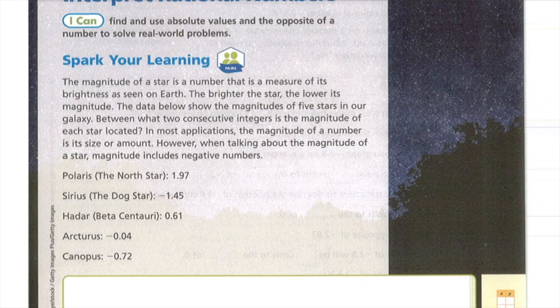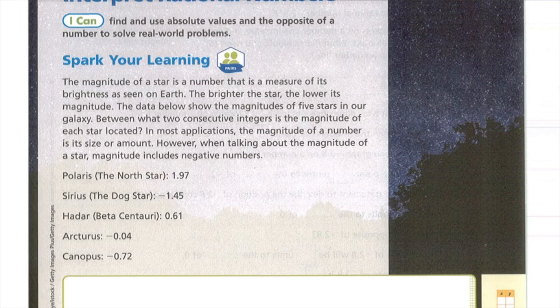Okay, 6th grade. Here is lesson 2.1, Interpret Rational Numbers. Our learning goal is to find and use absolute values and the opposites of a number to solve real-world problems. I want you to go ahead and read through the Spark Your Learning, pause it and work it out, and then press play when you're ready to go over it.